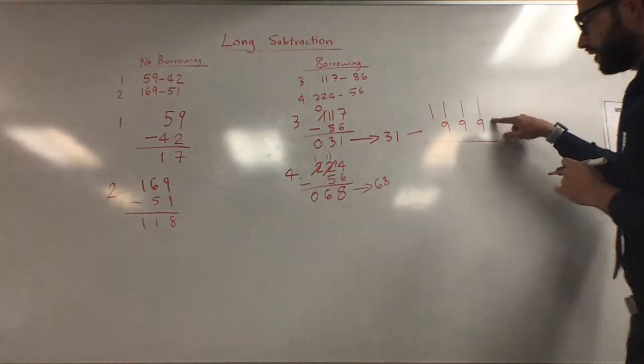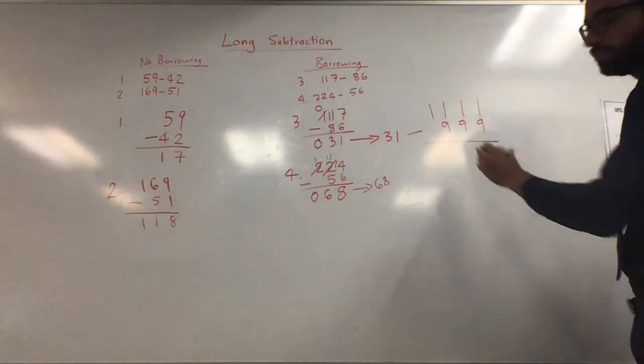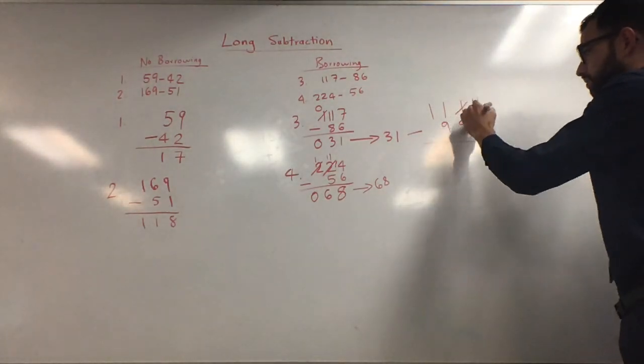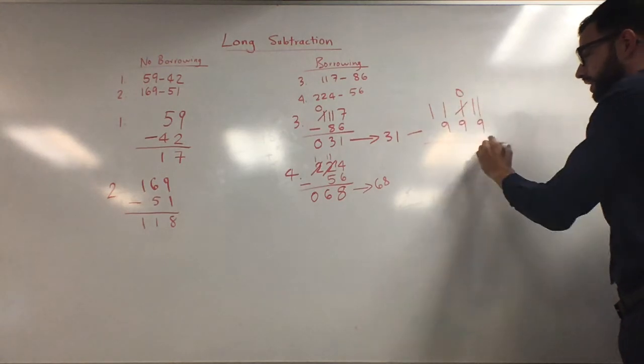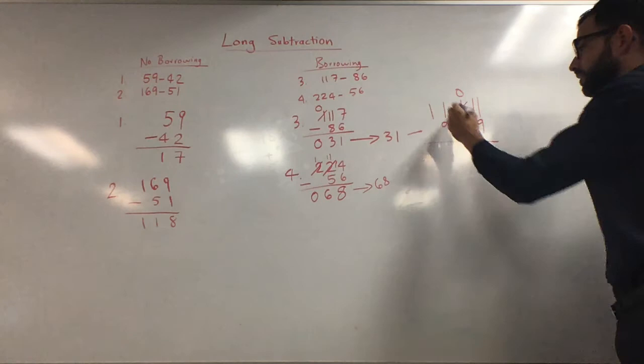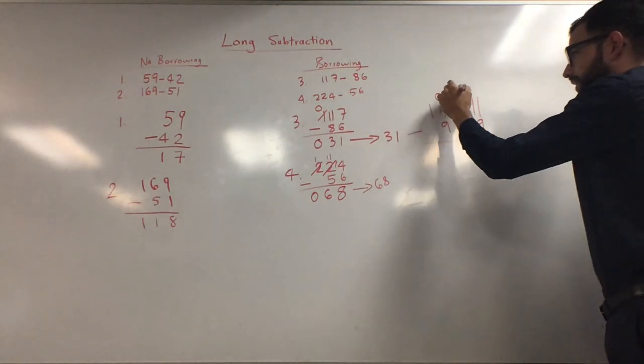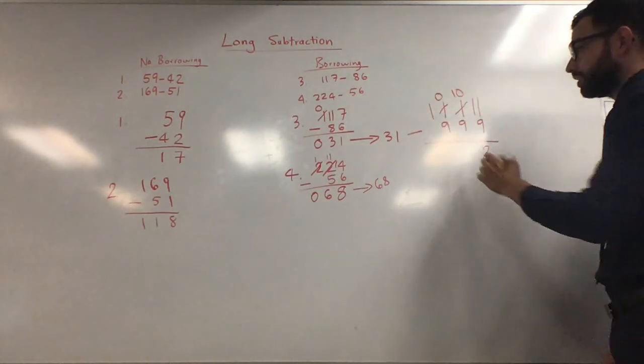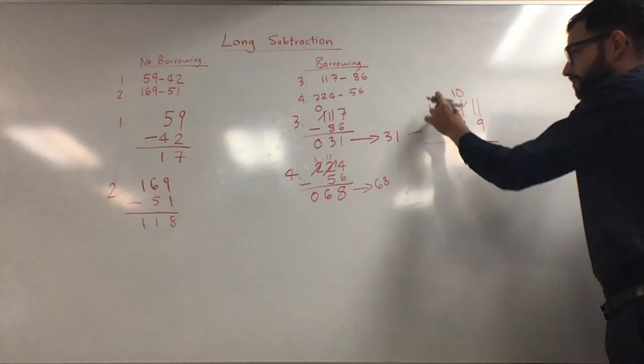Okay, so in the far right column, 1 take away 9 doesn't work. Cross out that 1, borrow over to there. 11 take away 9 is 2. We can't go 0 take away 9. So we borrow from this column and make it a 10. So you can borrow onto a 0. 10 take away 9 is 1.